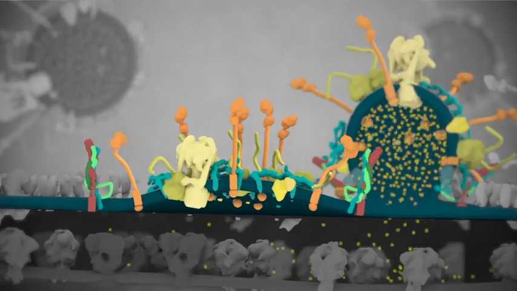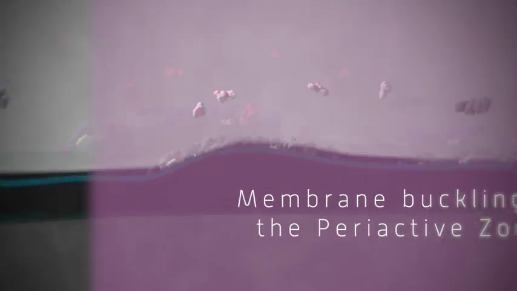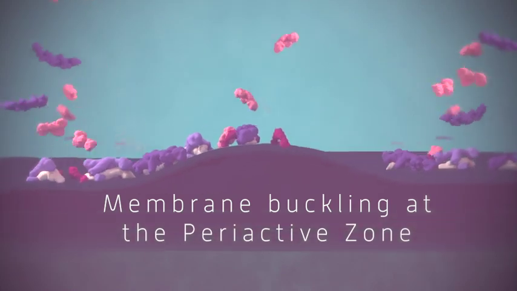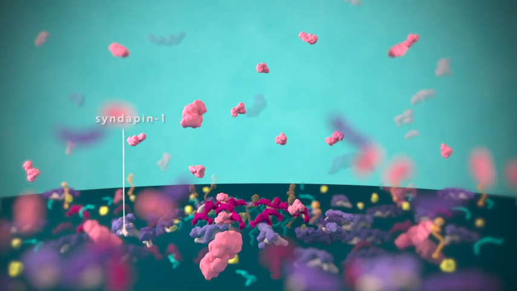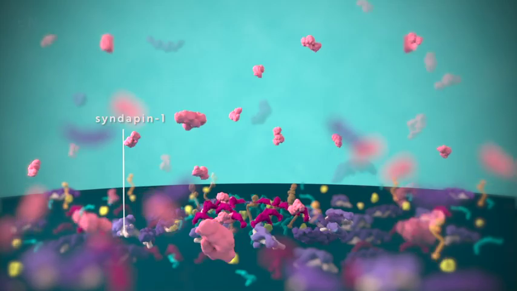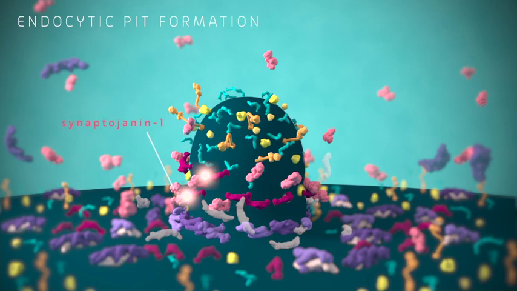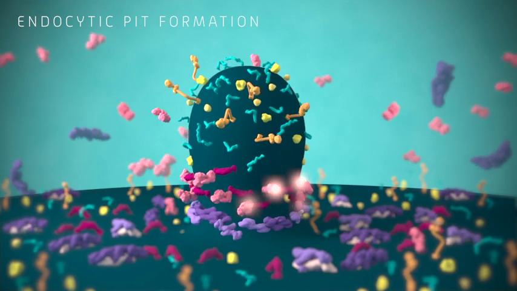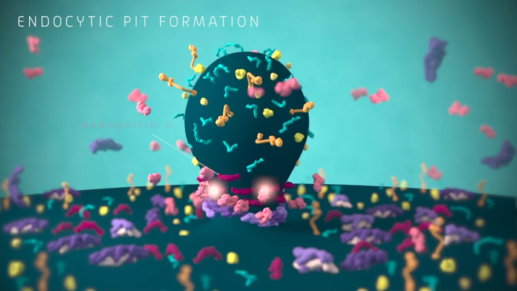Within 50 milliseconds of exocytosis, the newly added membrane causes buckling or invagination at the periactive zone. Syntenin-1 deforms the plasma membrane, inducing curvature, and oligomerizes, leading to pit formation. Synaptojanin-1 preferentially hydrolyzes PIP2, causing negative curvature. Endophilin A oligomerizes quickly, stabilizing the neck of the endocytic pit.